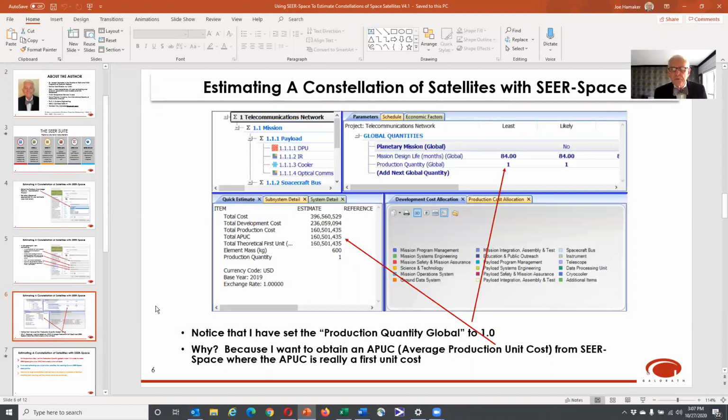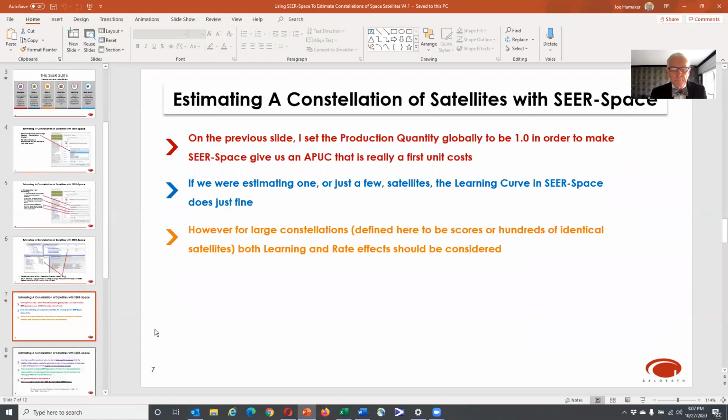Okay, the next step is to set the production quantity. Now notice in the top right-hand quadrant of this screenshot, I've got production quantity set at 1. Why have I done that when I'm talking about a constellation of satellites? It's because I want the model to give me an APUC, an average production unit cost, that's really a first unit cost. If you look at the bottom left-hand quadrant of this screen, you'll see total APUC at $160.5 million. And because I've got the quantity set at 1, the model is giving me that number as a theoretical first unit, or T1, cost. I'll explain why I'm doing that on the subsequent chart.